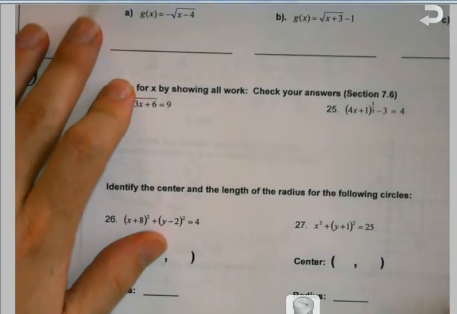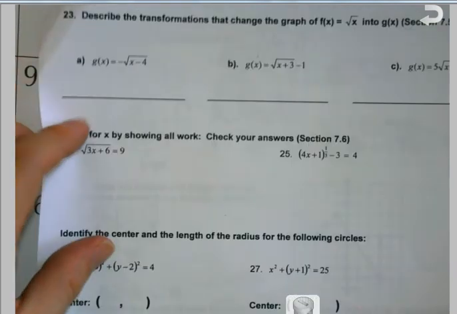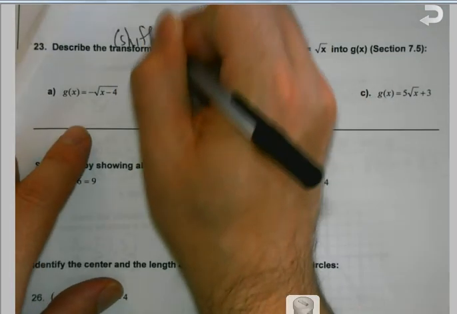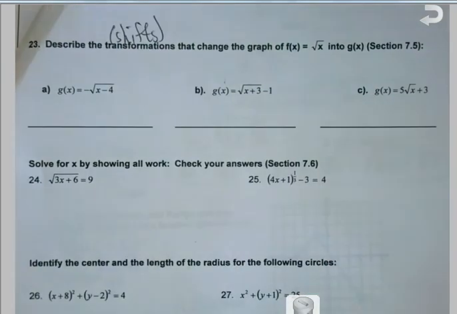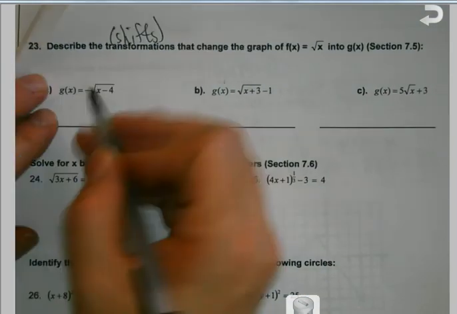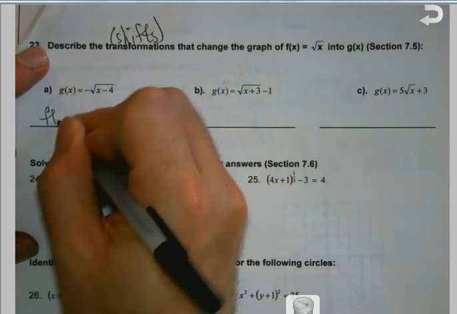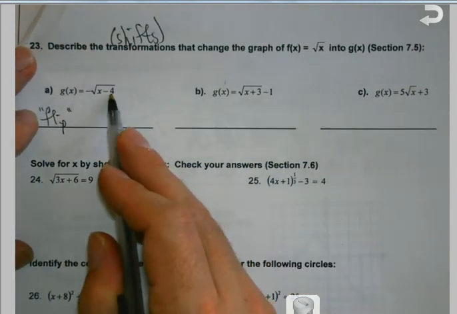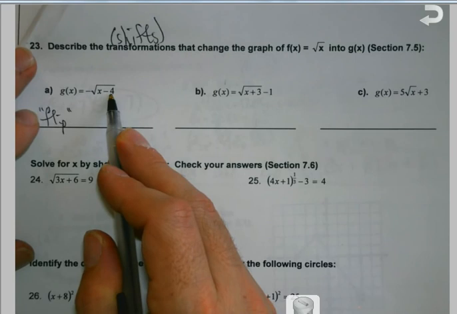And finally, getting to the back here. Describe the transformations, again, fancy word for shifts, that change f of x into g of x. Okay, let's see. I see the negative. Means we've got a flip working. What's the minus 4 inside the square root mean?